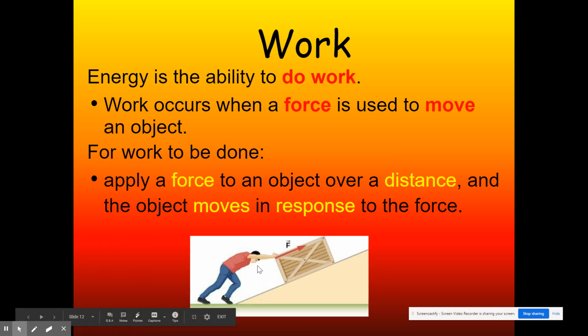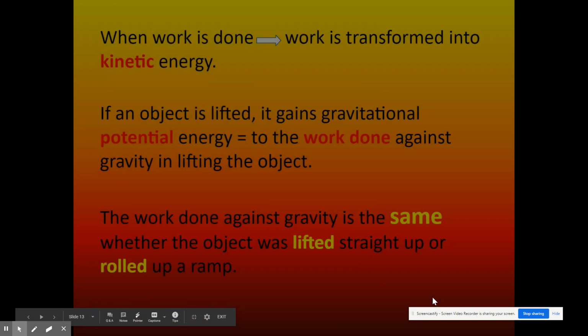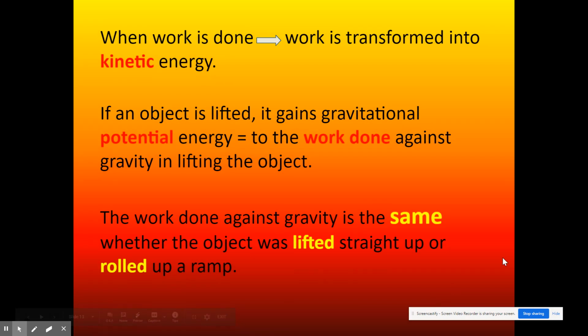So once he moves, work is being done, and once he puts the box in place where it's supposed to be, he will have completed that work. So it's taking stored energy and transforming it into kinetic energy in order to accomplish movement. Let's look at some specifics. Work is a type of energy. When we transform our work energy into kinetic energy, that's when we've accomplished work.